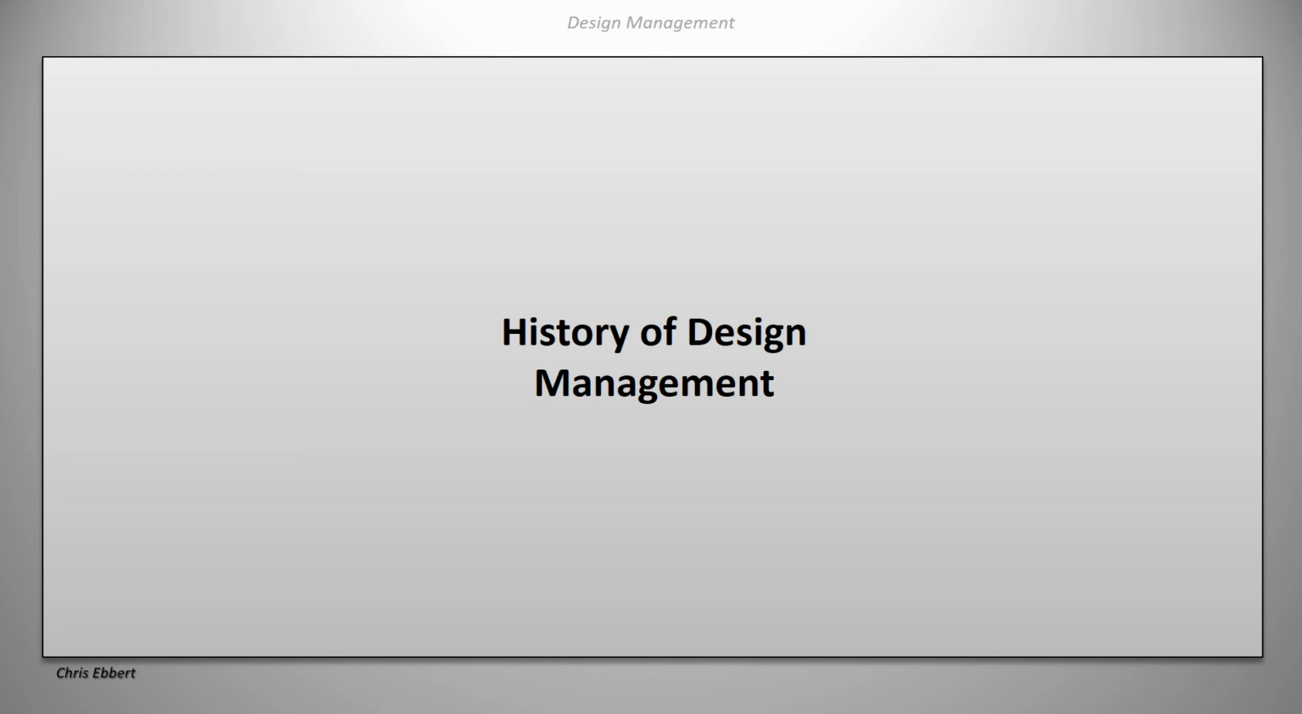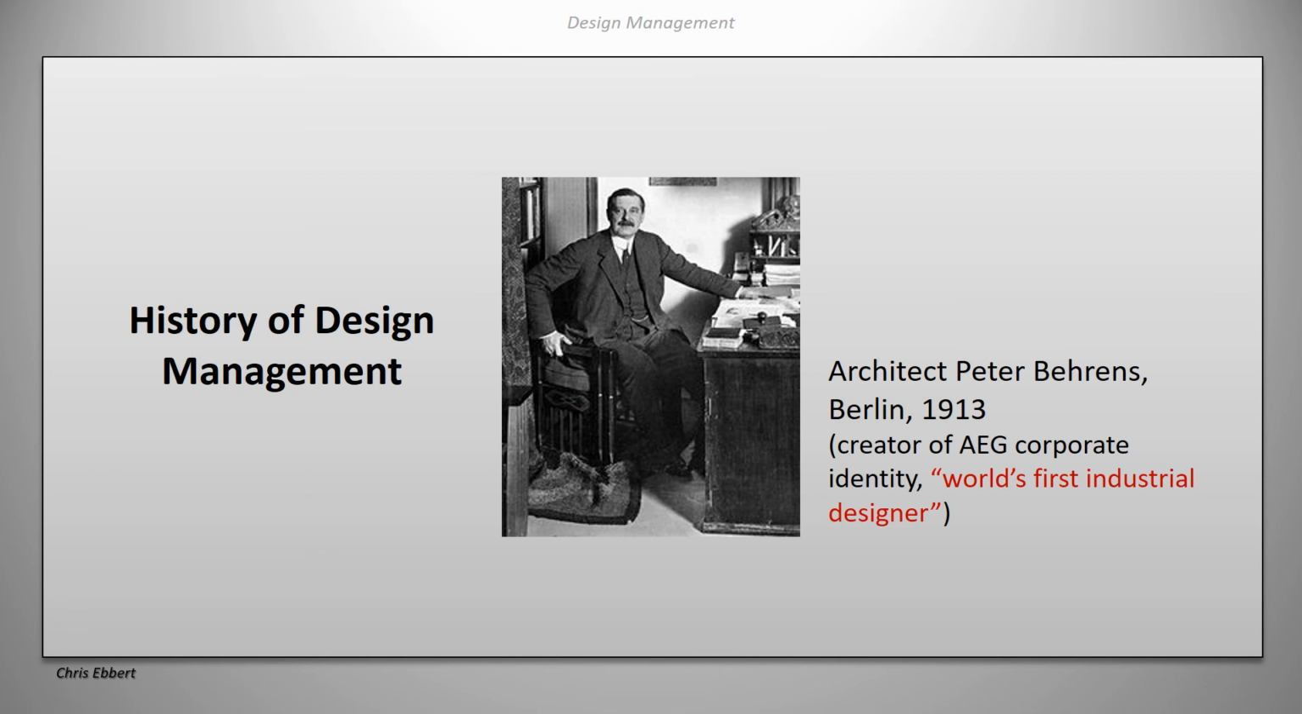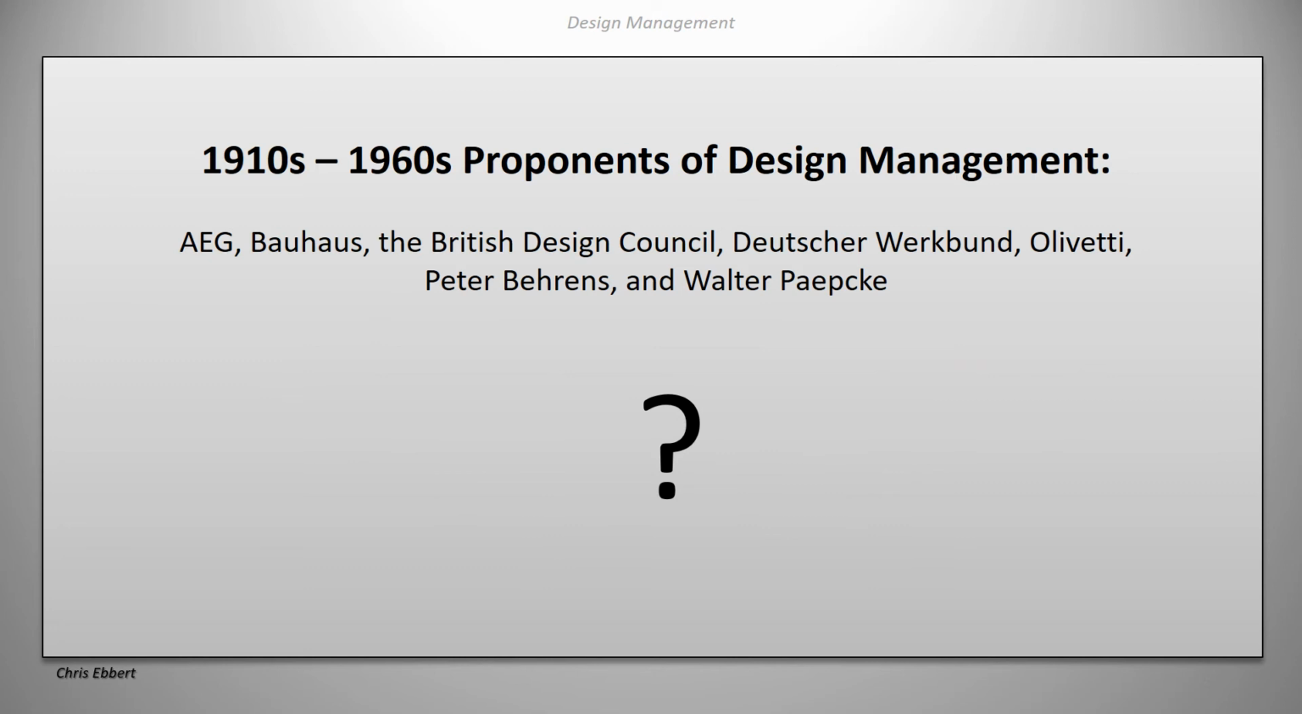Let's look at the history of design management for a moment. Here is a man, an architect, Peter Behrens of Berlin, who is commonly considered the world's first industrial designer. He created the corporate identity of AEG, a big company in Germany. And that actually impressed a lot of other players in that game. So all these names that you see here got involved in this as well, and all created their own views and publications on the subject of design management. So design management as a word wasn't really known until about 1910, when Peter Behrens came up with it. But then came the Bauhaus, the British Design Council, Deutscher Werkbund, Olivetti, and Walter Pepke.